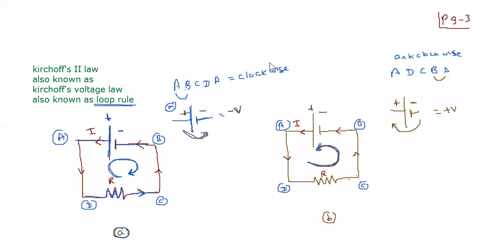In the case of resistance, see the first diagram. In the first diagram, I am going from B to C and C to D. What is the loop direction? I am going from A to B, B to C, C to D, D to A.